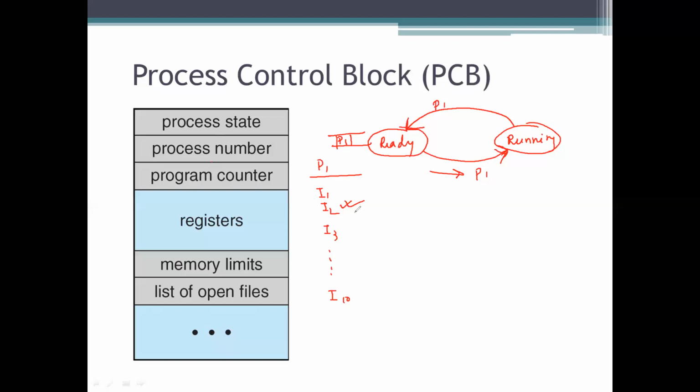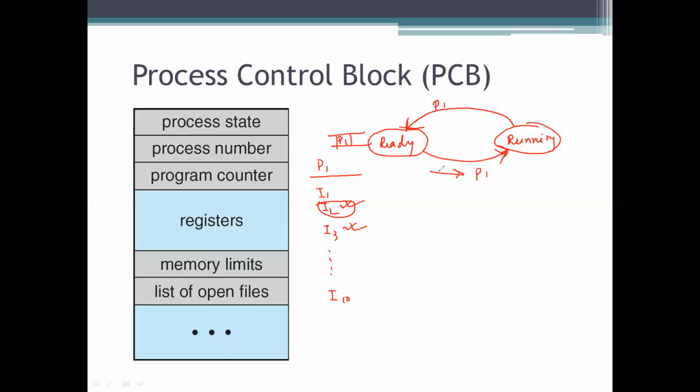That means P1 has successfully completed its execution of I2. So again, when P1 gets the chance for execution and is in the running state, it should execute the instruction I3. Now, how can the process P1 remember what the next instruction to be executed is? Those remembering things, that accounting information, can be stored in some data structure, and that data structure is called the PCB. So PCB is the data structure of the process.